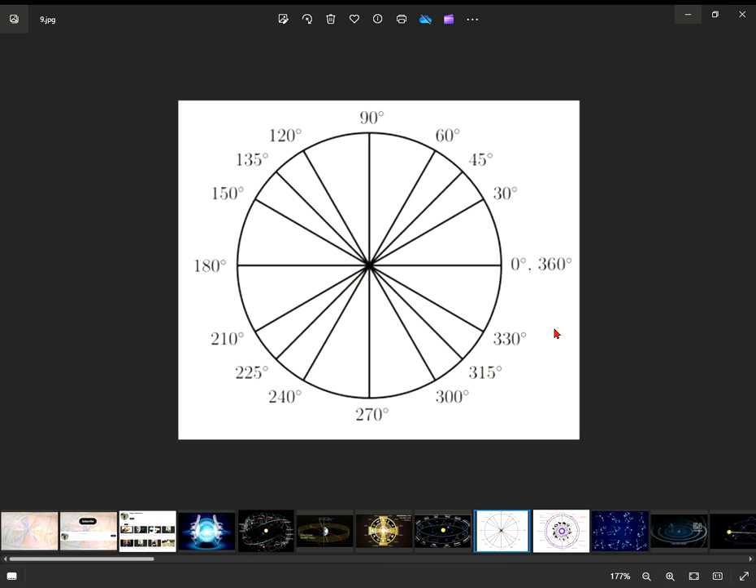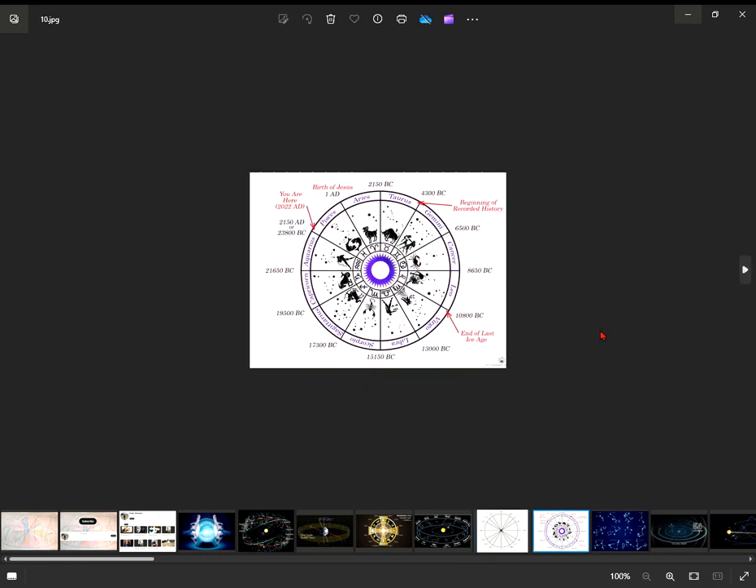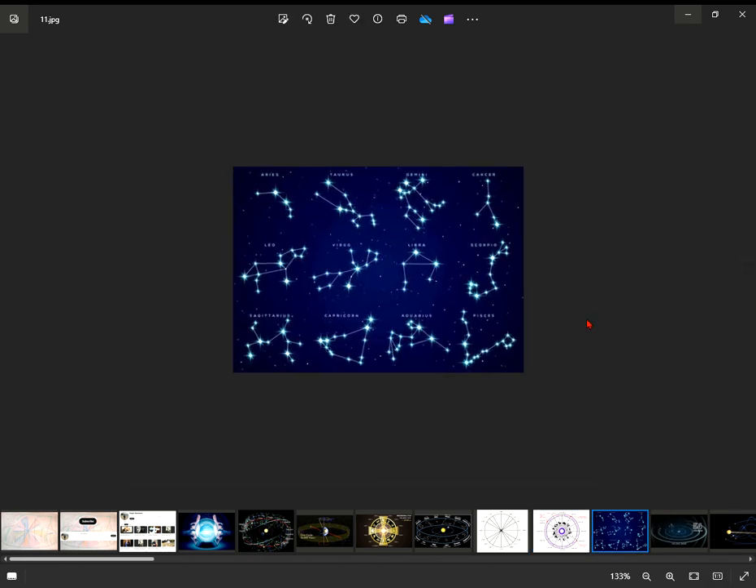Keep in mind that a circle, regardless of size, is divided into 360 degrees. The signs are simply constellations.